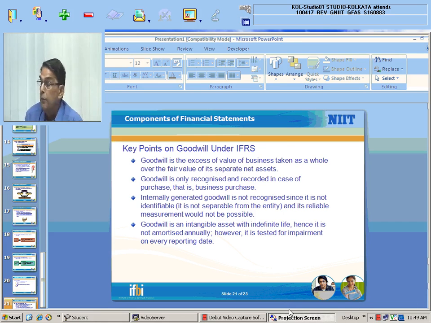However, it is tested for impairment on every reporting date, before every balance sheet date. If there is an impairment loss, that should be recognized.